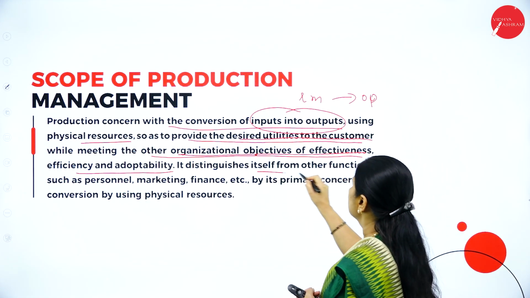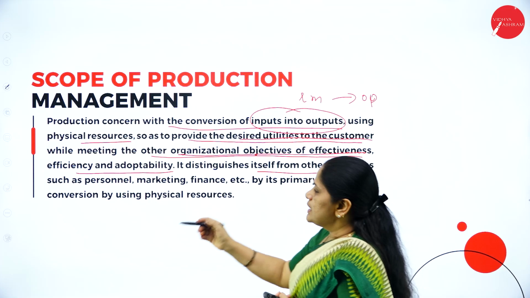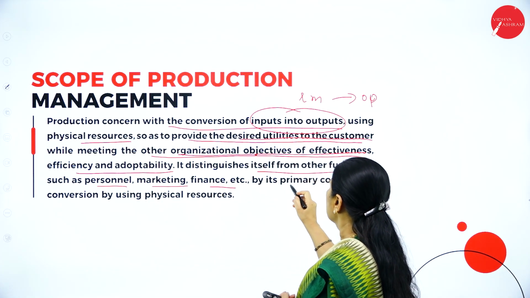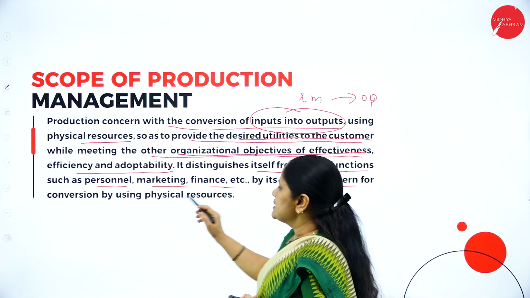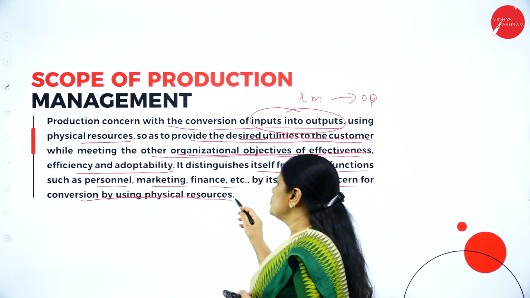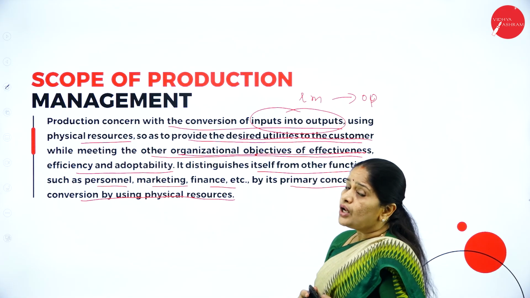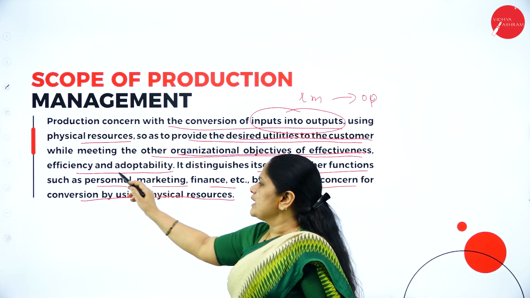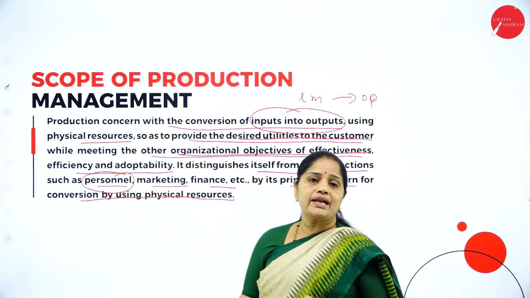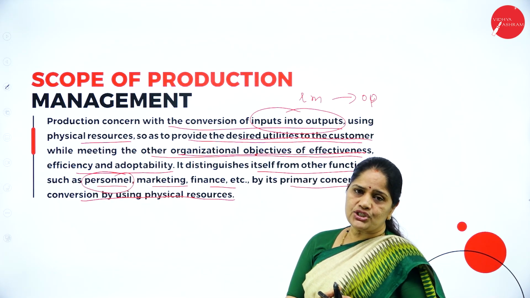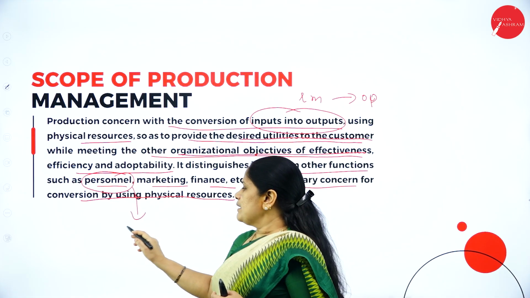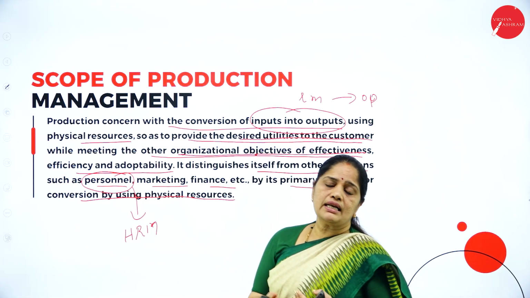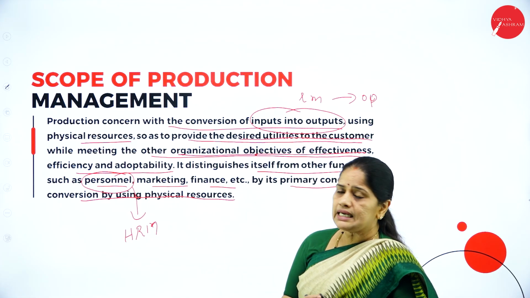It distinguishes itself from other functions such as personnel, marketing, finance, etc. by its primary concern for conversion by using physical resources. Though we say that production management involves personnel management. Now, what is this personnel management? It is nothing but HRM. So, we say that personnel and HRM are one and the same. Why? Because they all deal with the personnel in the organization.